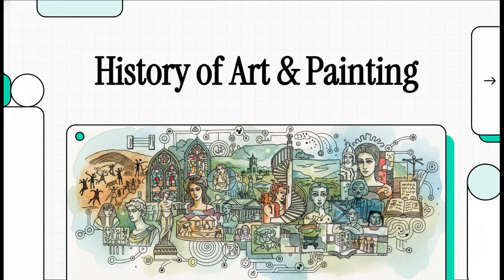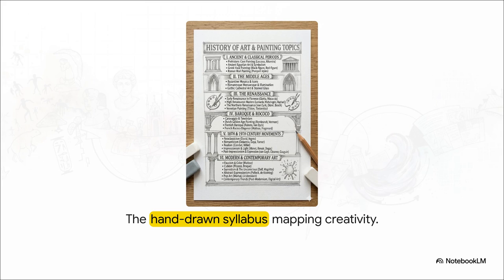We are looking at a brilliantly structured map that takes literally thousands of years of human visual expression and distills it all down into a single, cohesive timeline. We're using this fantastic hand-drawn study guide as our literal blueprint today to decode the whole macro evolution of art.